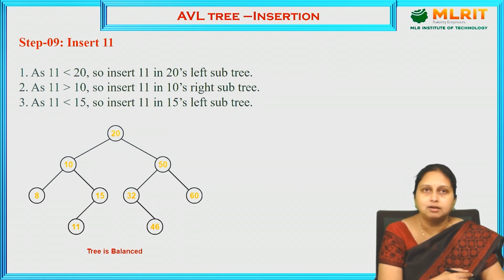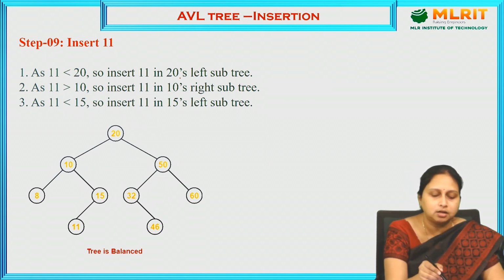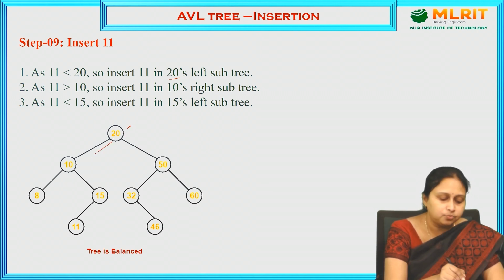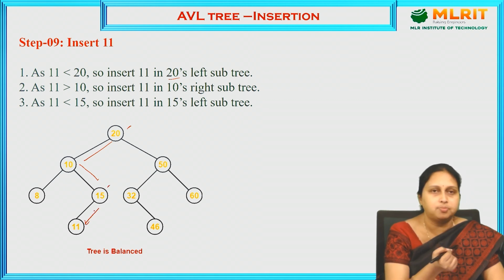Next, insert 11. Where we need to insert 11? Check with the root node. 11 is less than 20, so move to the left subtree. 11 is greater than 10, so move to the right subtree. 11 is less than 15, so we need to insert it on the left part.